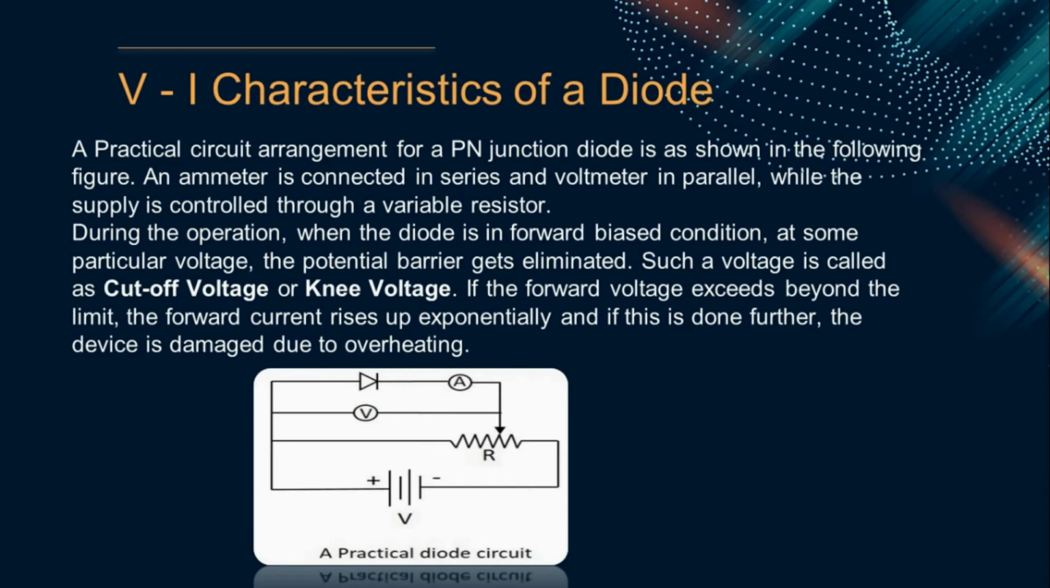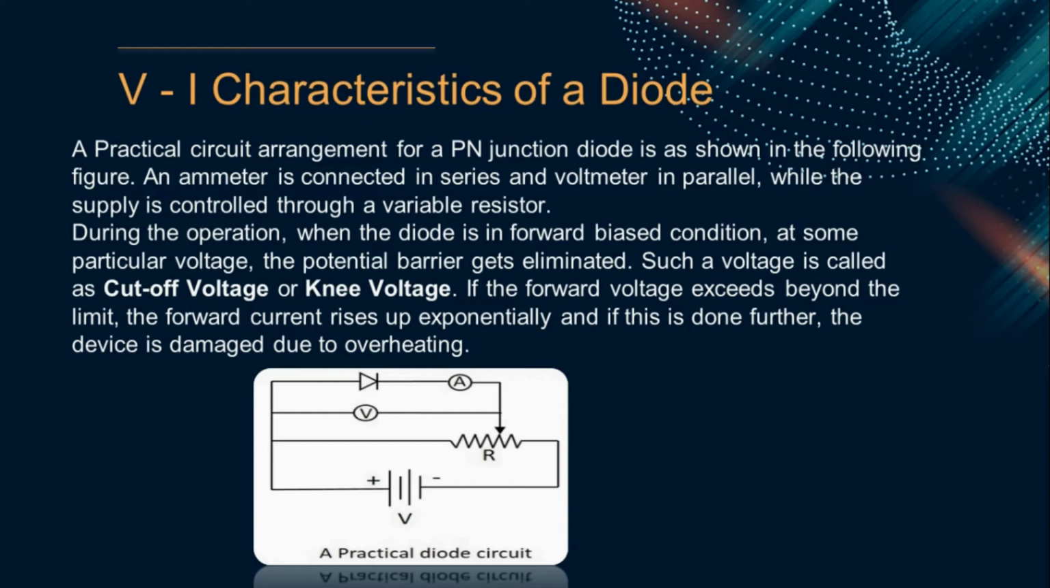VI characteristics of a diode. A practical circuit arrangement for a p-n junction diode is shown in the following figure. An ammeter is connected in series and a voltmeter in parallel. The supply is controlled through a variable resistor during the operation. When the diode is in forward bias condition, at some particular voltage the potential barrier gets eliminated. Such a voltage is called the cut-in voltage or knee voltage.